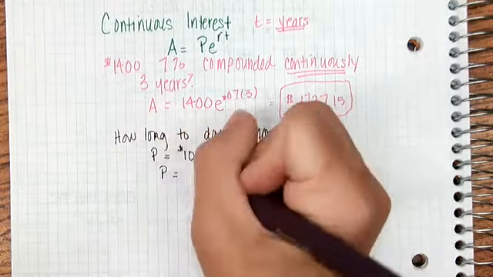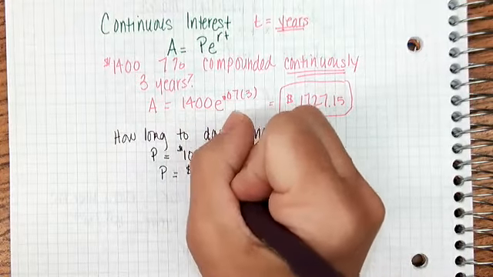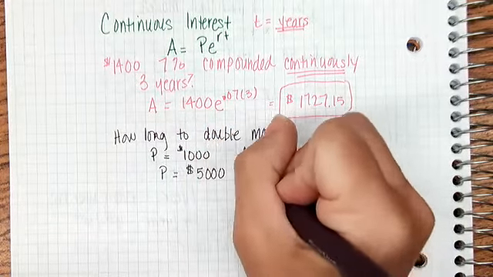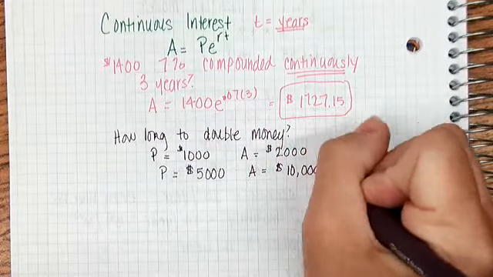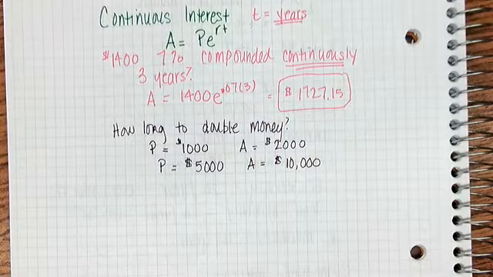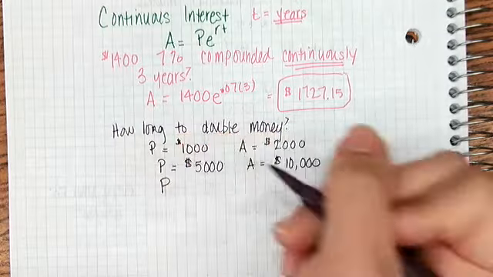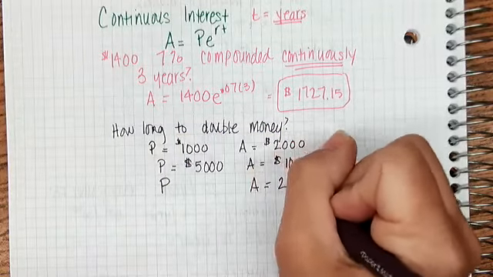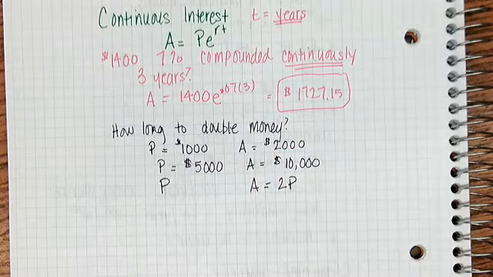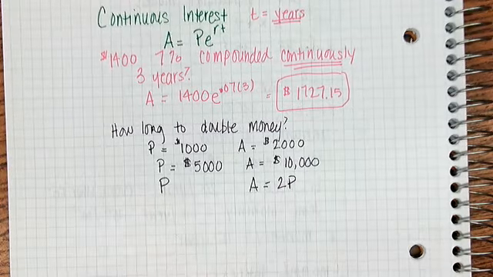So if I want to double, if I start with 1,000, that means I want 2,000. If I start with, how about 5,000, that means I want my A to be 10,000. Commas, 10,000 or more, use commas. Okay, so this is P. A is 2 times P. Whatever your P is, if I want to double it, it's 2P.